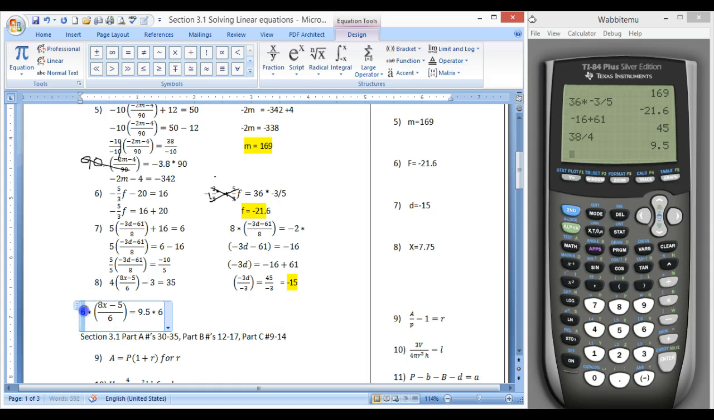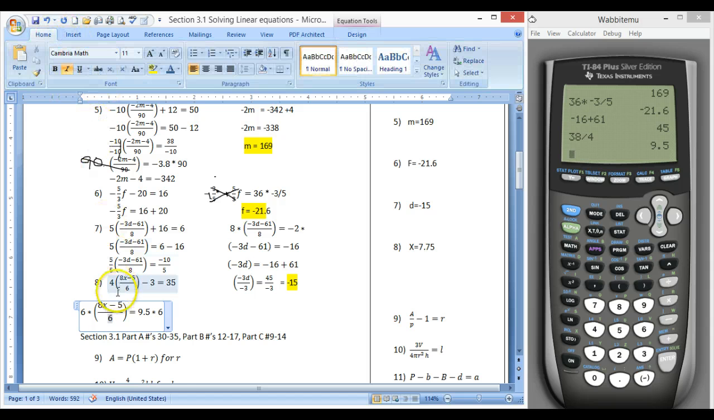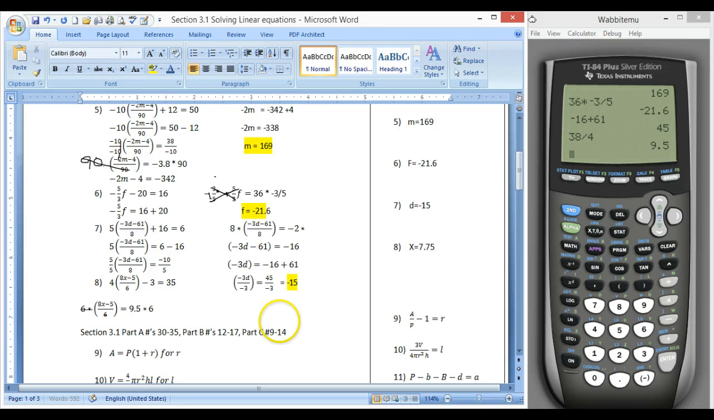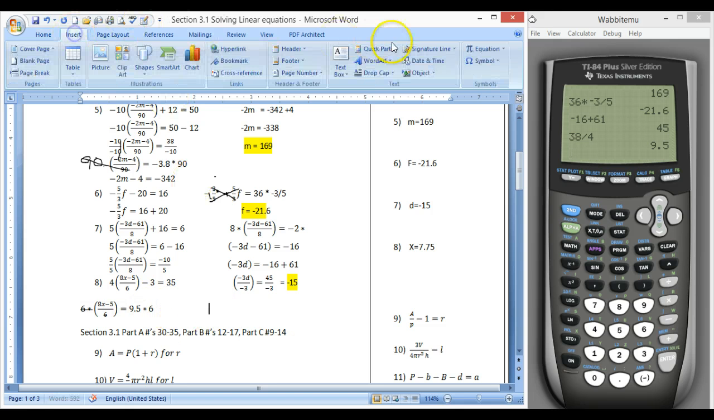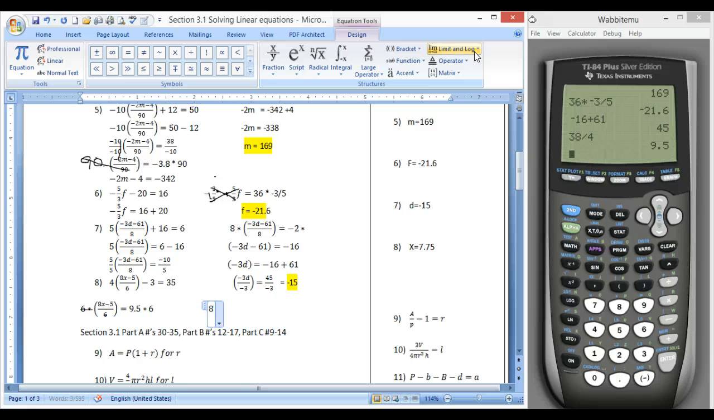Okay, so now the 6's will cancel on this side. I can go back and show that by striking it out. And then I'm just left with 8x minus 5 equals 9.5 times 6. So let's come over here. I'm just going to straighten this out just a little bit. So we have 8x minus 5 equals, and then we have 9.5 times 6, which gives me 57.